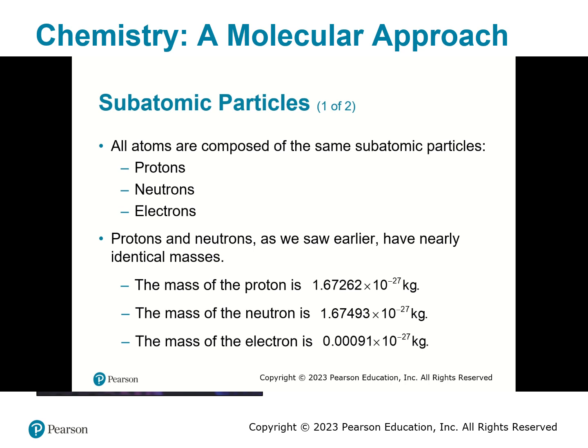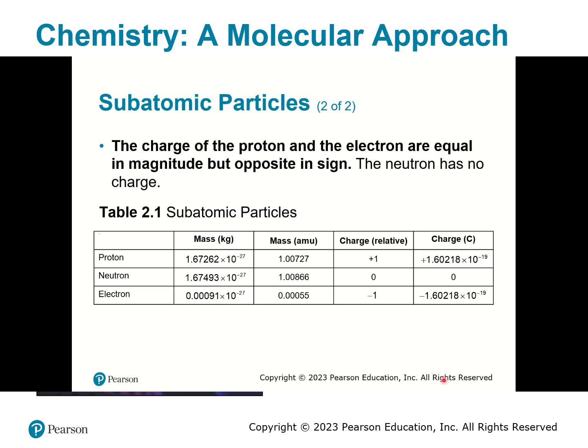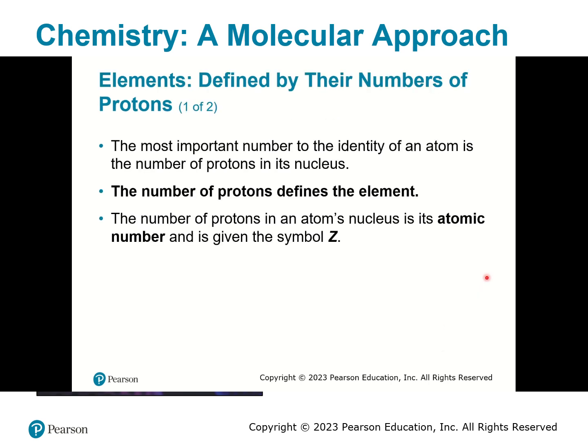We know that protons and neutrons are heavy compared to electrons, and you can see the masses here. The mass of electrons is very small, extremely light. The charges of the proton and electron are equal in magnitude but opposite in sign. The neutron has no charge at all.